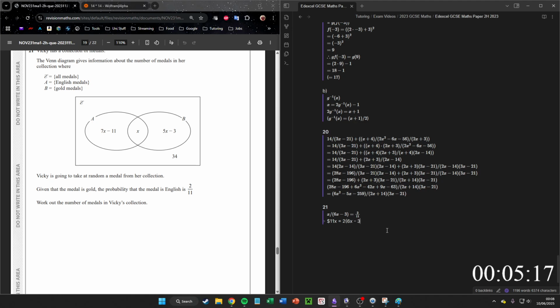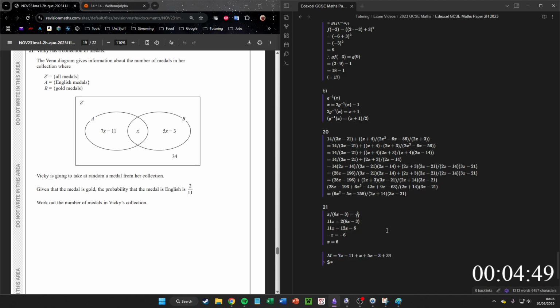6x minus 3 is equal to 11x. Sorry, 11x then is equal to 12x minus 6. Yeah, and then that's minus x is equal to minus 6. So then x is equal to 6. And then we can say that the total number of medals is equal to 7x minus 11 plus x plus 5x minus 3 plus 34.